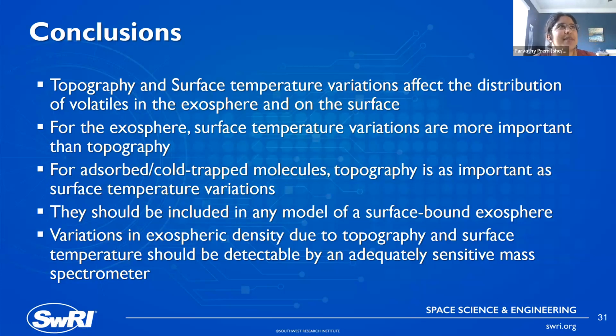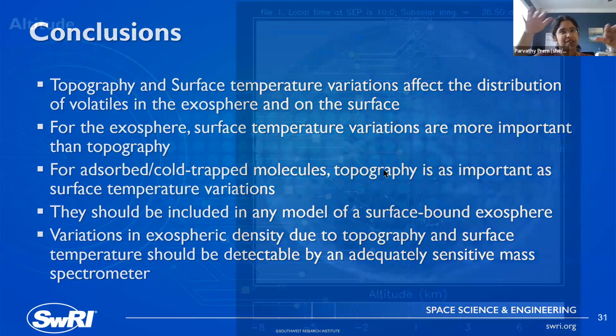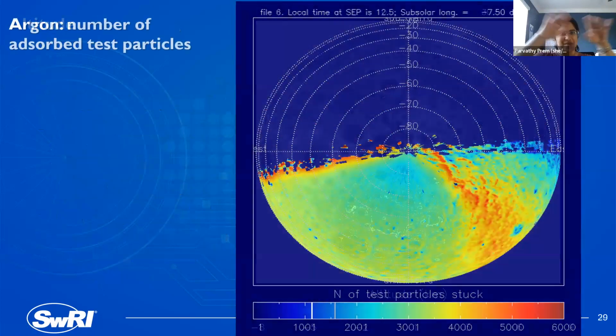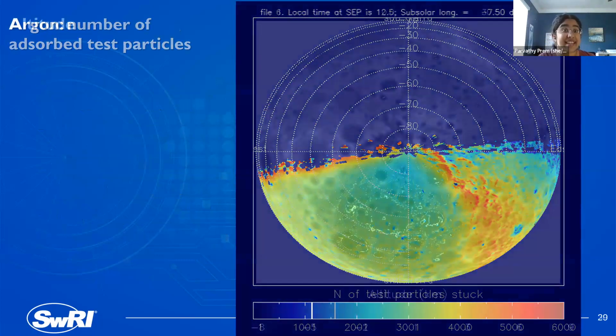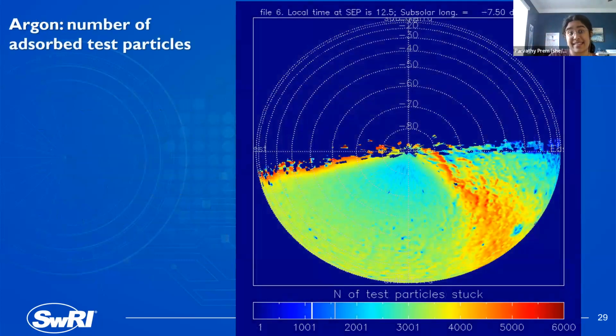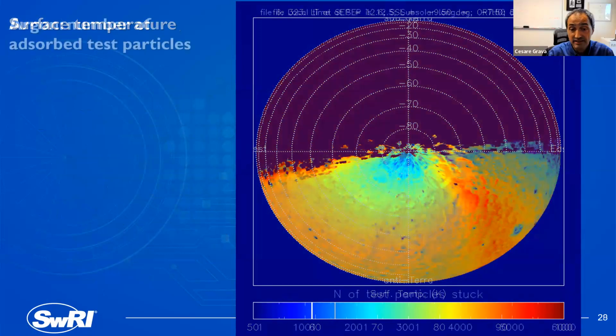So the maps you were showing were all at the surface density, right? Is there a certain altitude at which those topographical differences blur out? For instance, you mentioned the LADEE data, would LADEE see topographical effects at the altitude it was at? That's a good question.